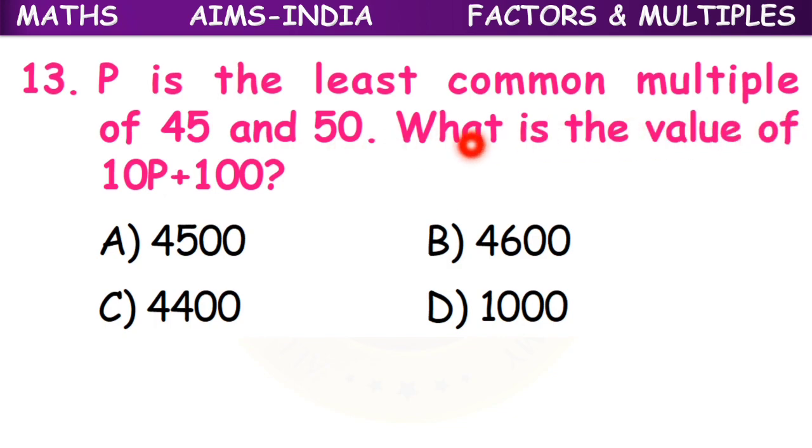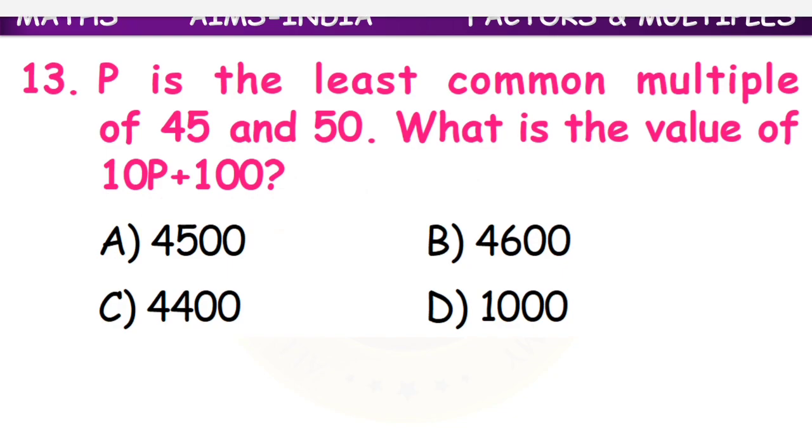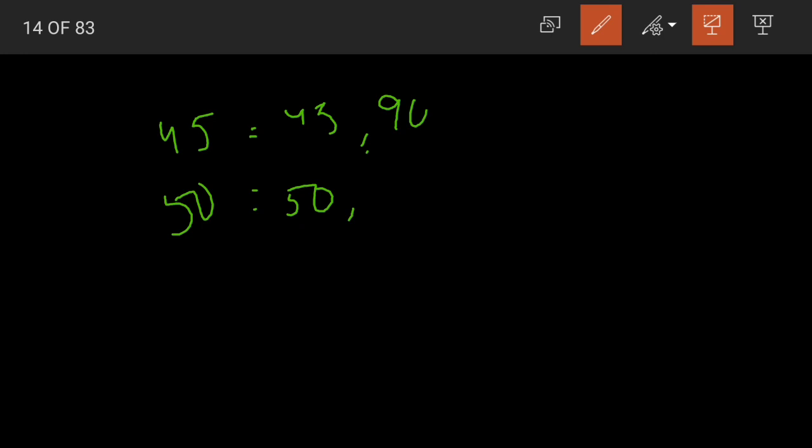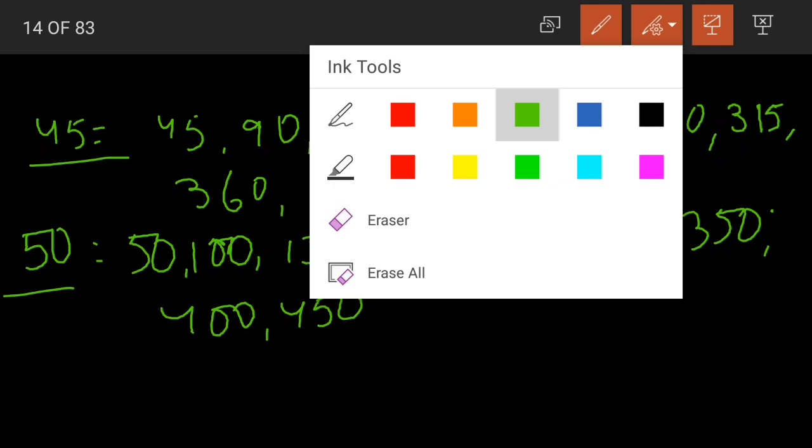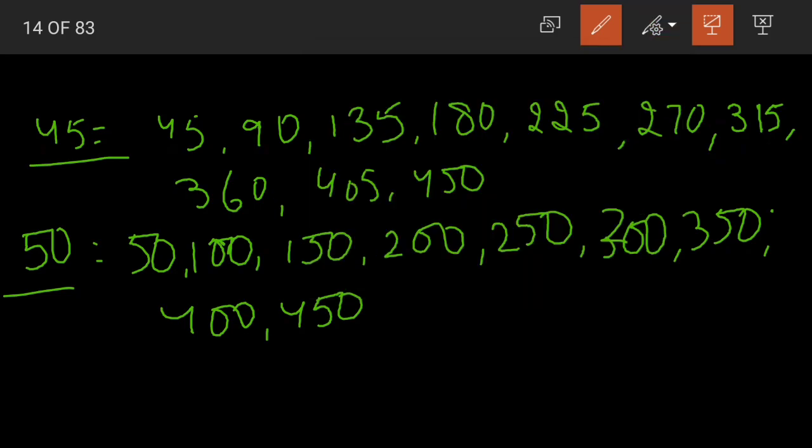Next, P is the least common multiple of 45 and 50. What is the value of 10P plus 100? Now what should we do? Find out the least common multiple of 45 and 50. 45 ones are 45, 50 ones are 50, 45 twos are 90, 45 threes are 135. I have written both the multiples of 45 and 50 here. Now if you look at these multiples, what is the first common multiple? 450 is our first common multiple.